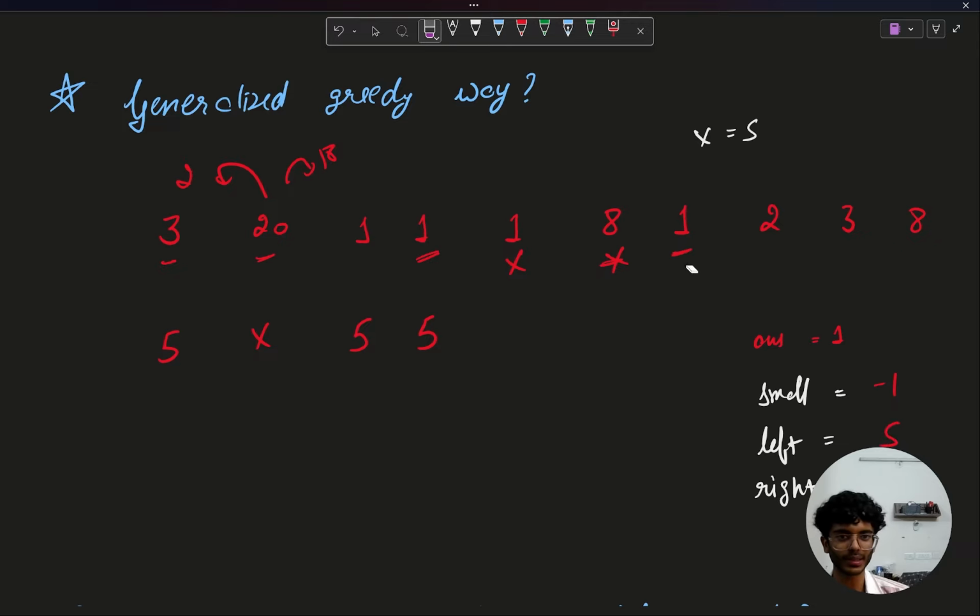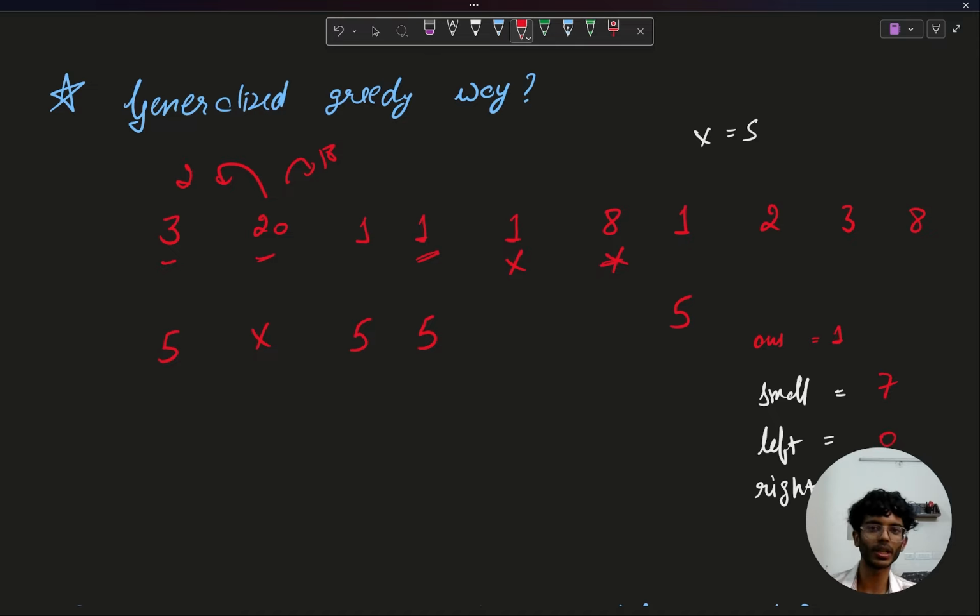Now we'll go to this index. Is this a small index? Yes. So make it a small. So it will be 7. Can I fill this index? Yes, I can. So we'll just simply fill it with 5. Now, am I left with anything? No. So it will have to be 0, right?